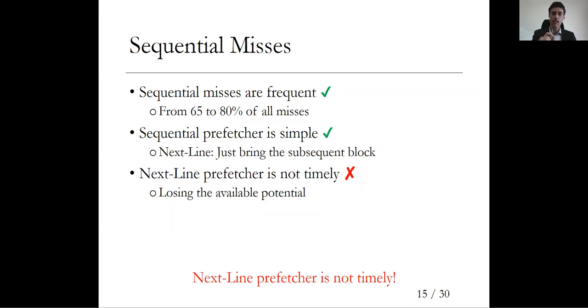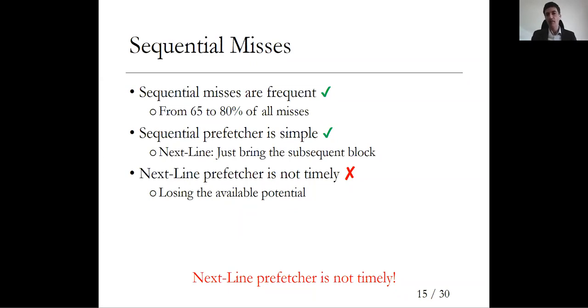The problem with the next-line prefetcher is that it is not timely. Let's say I have the sequence A, A plus 1, and A plus 2. When I see A, I prefetch A plus 1. However, there is not enough time between the access to A and the access to A plus 1, and therefore this prefetch is not very useful because it can't hide the latency of the A plus 1 miss. So the problem with the next-line prefetcher is timeliness.